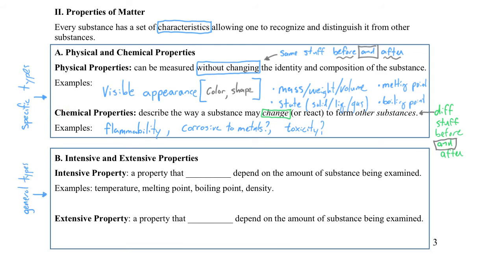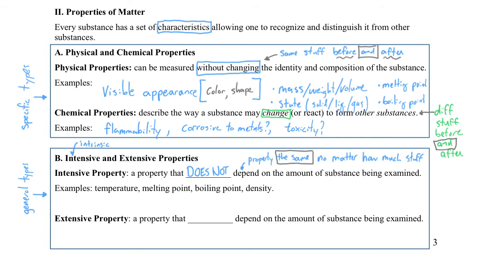Now, there is also a category of properties that are very general, meaning they apply to all types of substances regardless of what we're looking at. These are known as intensive and extensive properties. An intensive property is a property that is intrinsic to the substance being looked at. Another way of saying this is that an intensive property is a property that does not depend on the amount of substance being examined. Regardless of how much there is, that property will stay constant. Some examples of intensive properties are temperature, melting point, boiling point, and density.